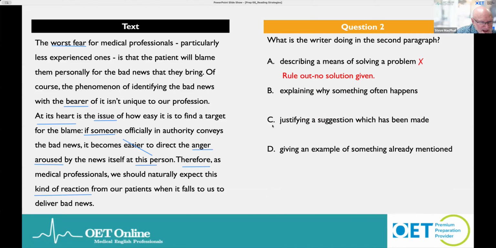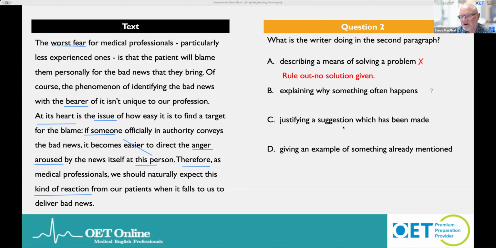B, explaining why something often happens. Well, I felt there was some sort of explanation. What did you think? Was there an explanation? Well, they're talking about blame. Often, though, I'm not sure if it happens often, but what I would do here, and I often do this strategy, I'll put a question mark. No, not a tick. I don't want a tick. I'll put a question mark when I know it's a possibility.